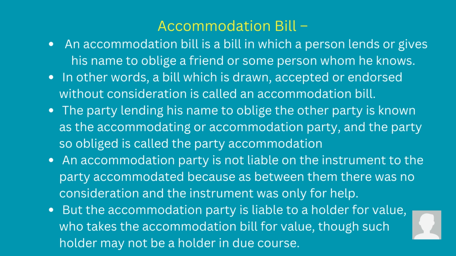The party lending his name to oblige the other person is known as the accommodating or accommodation party, and the party so obliged is called the party accommodated. An accommodation party is not liable on the instrument to the party accommodated because as between them there was no consideration and the instrument was only for help. But the accommodation party is liable to a holder for value who takes the accommodation bill for value, though such holder may not be a holder in due course.